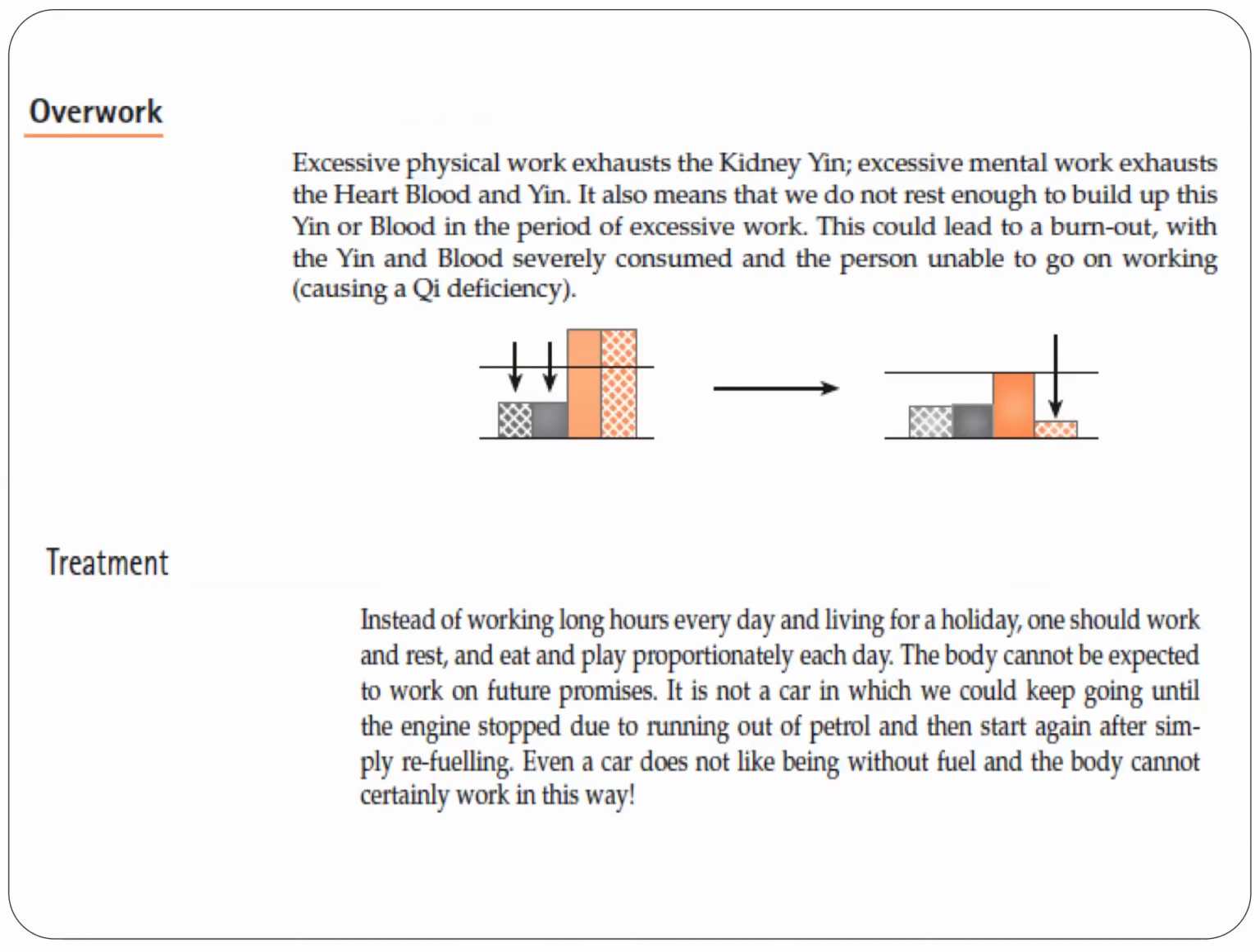In overwork, excessive physical work exhausts the kidney yin. Excessive mental work exhausts the heart, blood, and yin. It also means that we do not rest enough to build up this yin or blood in the period of excessive work. This could lead to a burnout with the yin and blood severely consumed and the person unable to go on working, causing a qi deficiency.